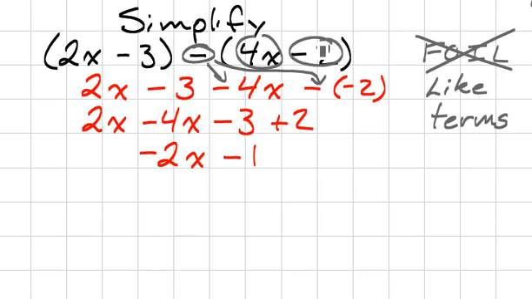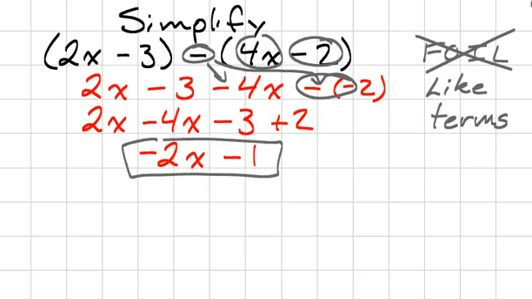If I put my like terms together, I get 2x minus 4x and negative 3 plus 2, because we've got this subtracting a negative number there. So 2x minus 4x is negative 2x, and negative 3 plus 2 is negative 1. And that's what I end up with.